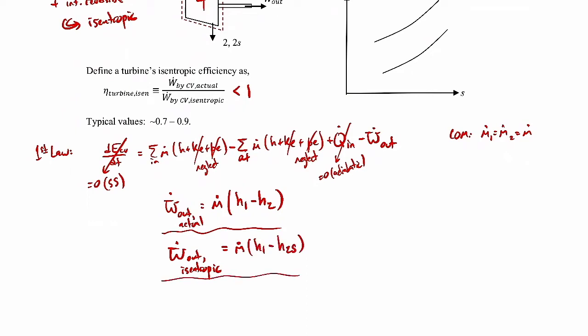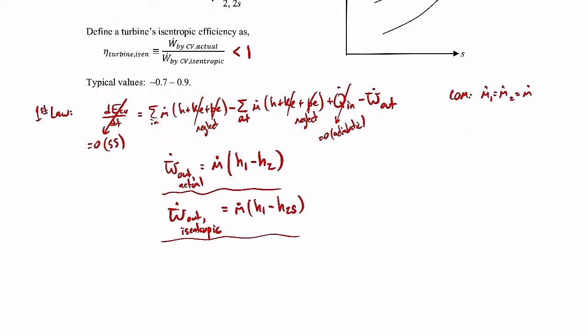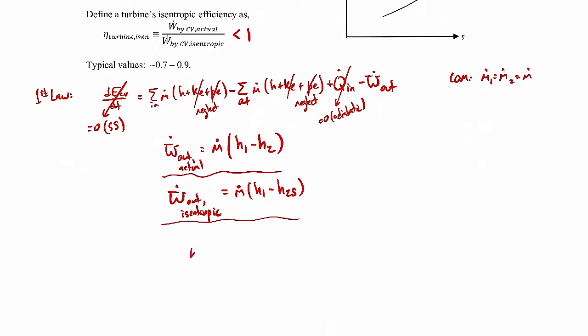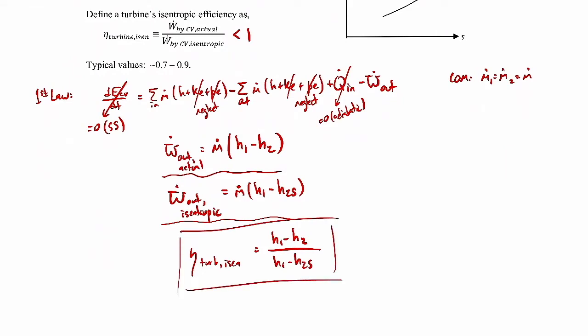Well, we can take both of those expressions, plug them back into our expression for the isentropic turbine efficiency, and then what we'll get is the following. Actual is h1 minus h2 over isentropic h1 minus h2s. Okay, so that's how we would find the isentropic turbine efficiency.